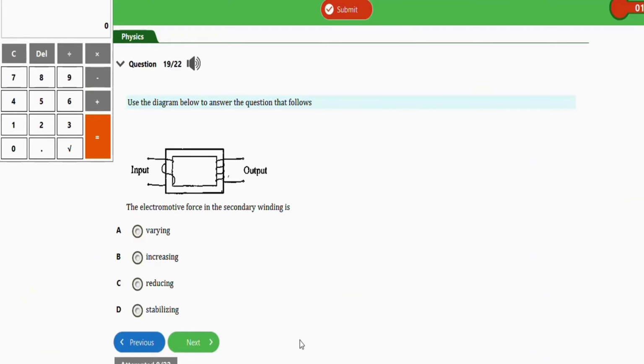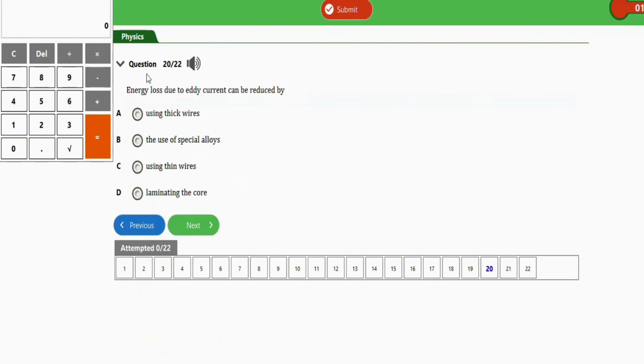Okay, the next repeated question will be this one. It says energy loss due to AC current can be reduced by: using thick wires, the use of special alloy, using thin wire, laminating the core. So this is a simple question. The right option will be option D, which is laminating the core.